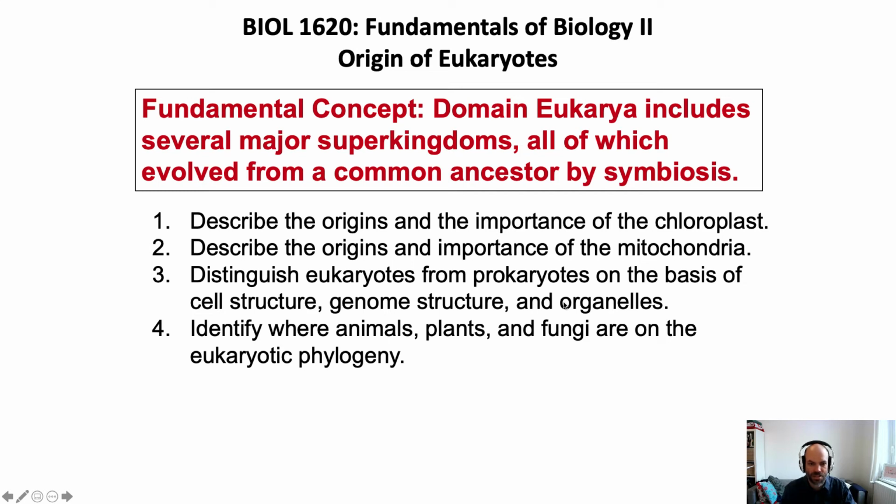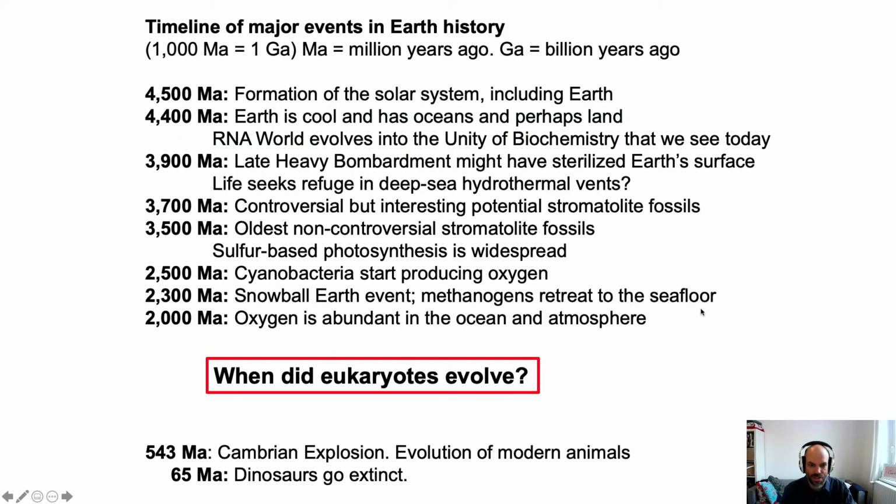Hello, Biology 1620. Today we're going to talk about the origin of the eukaryotes. This is one of the biggest and most fascinating of mysteries in all of biology, so I'm really excited to tell you about it. The fundamental concept for today is that domain Eukarya, the eukaryotes, includes several major superkingdoms that we'll talk about, and that the story of the origin of the Eukarya is very much a story of symbiosis. That'll be the common theme for this lecture.